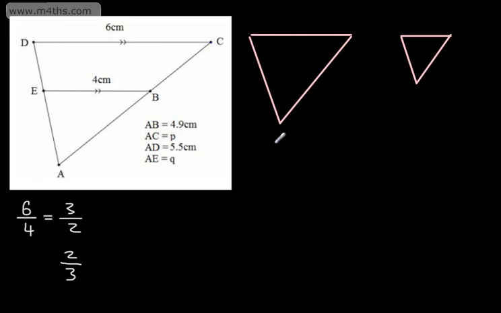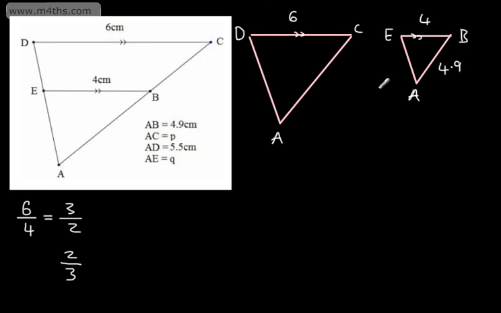So let's just go ahead and put this on. This is A, this is D, and this is C. This is A, this is E, this is going to be B. We've got these parallel sides, don't really need to put parallel sides on, and we know that this one is 6, this one is 4. We're told now that A to B is 4.9 centimetres. That is going to go there.